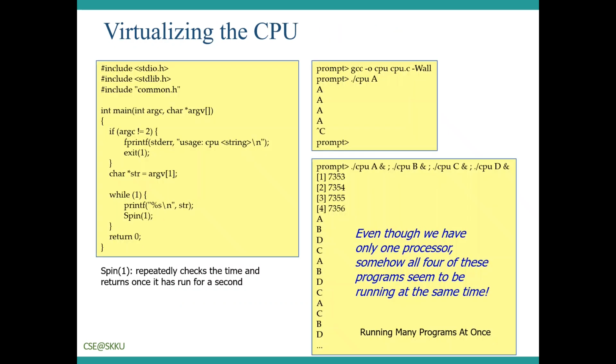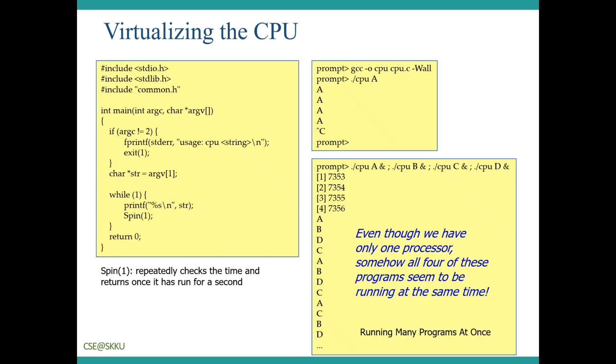First, to understand the CPU virtualization of the OS, let's take a look at an example. Here, the spin function repeatedly checks the time and returns once it has run for 1 second. The program prints out the string that the user passed in on the command line and calls spin for a 1 second delay, and repeats forever.